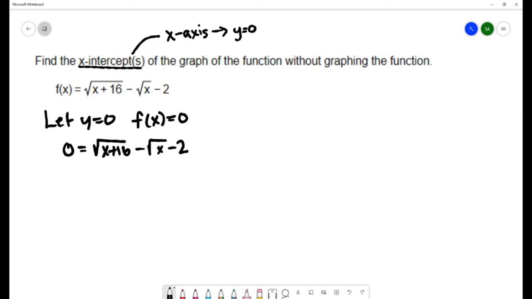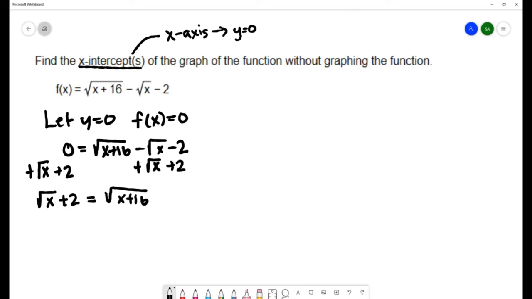Now to solve this equation, we need to get rid of the radicals. These are square roots, and the way you get rid of square roots is to do the opposite, which is to square. But before we do that, we have to have the radical isolated on one side of the equation for it to work. So I'm going to add square root of x minus 2 to the other side of the equation so that square root of x plus 16 is isolated on the right. Square root of x minus 2 equals square root of x plus 16.